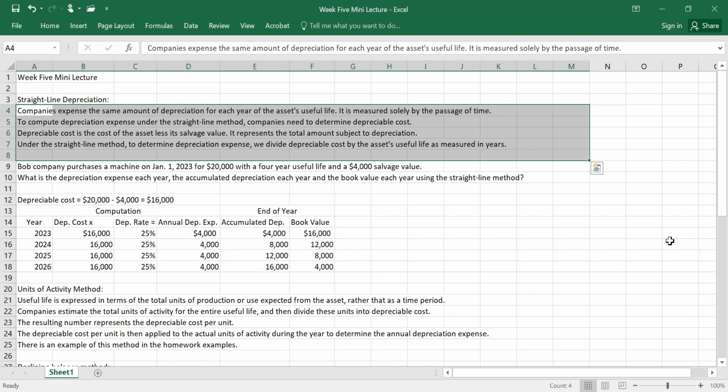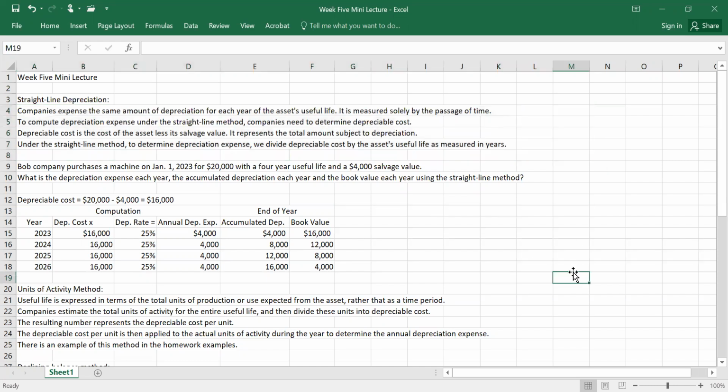Under the straight line method, to determine depreciation expense, we divide depreciable cost by the asset's useful life as measured in years. So there's all different ways to do this. This is just one way, but this is Bob Company purchases a machine on January 1st for $20,000. It has a 4-year useful life and a $4,000 salvage value. What's the depreciation expense each year, the accumulated depreciation each year, and the book value each year using the straight line method?